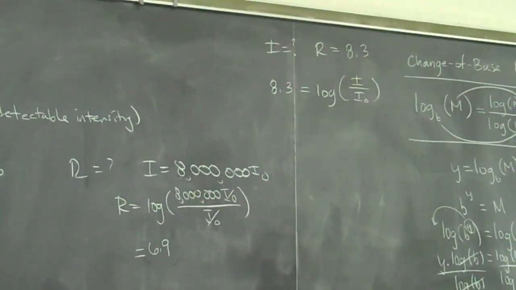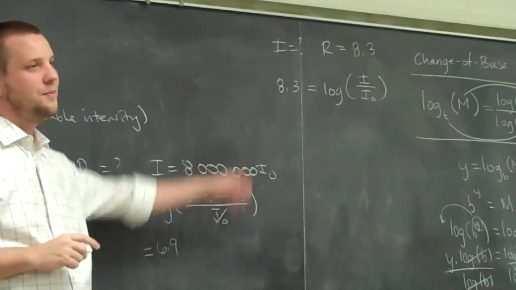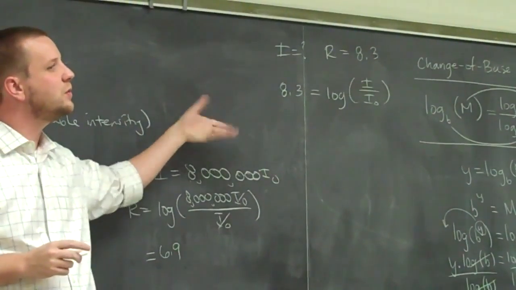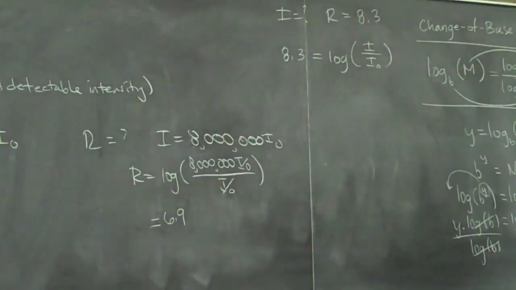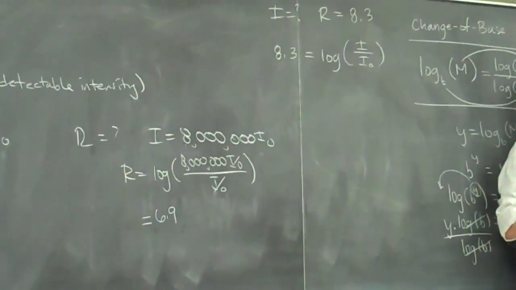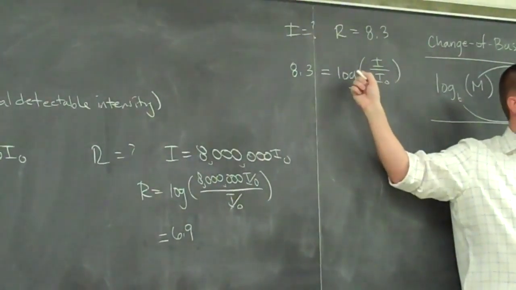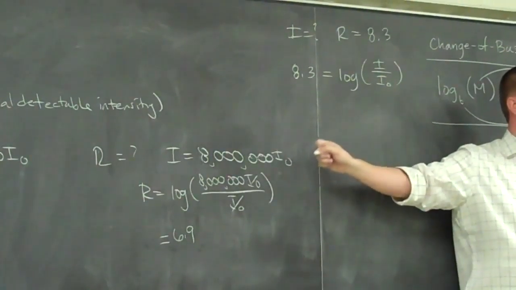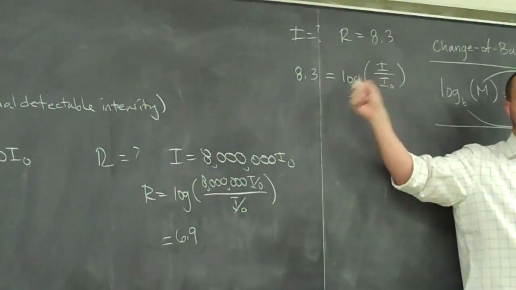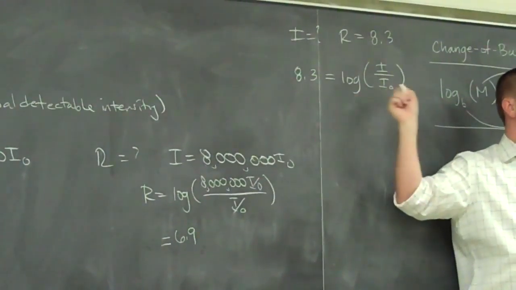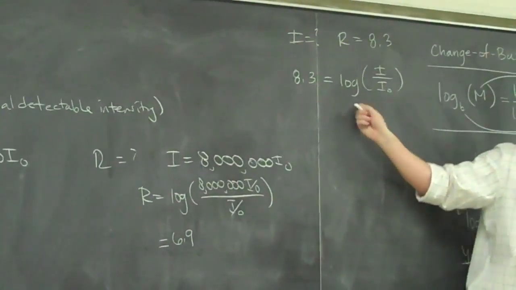I know it's been a couple days since we did this, but we did solve some log equations. Does anyone remember the trick that we used to solve some log equations so far? We went from log form to exponential form. And if I were to rewrite this in exponential form, what would be my base? 10. This is understood base 10, right?